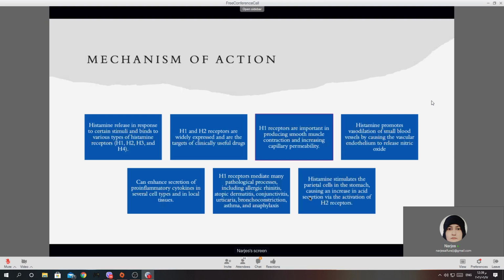The most important receptors, clinically important, are the H1 and H2 receptors. Why? Because most of the antihistamine drugs belong to these two subtypes. H1 blockers are used to treat different conditions, ranging from allergic reactions to use as sedatives. And H2 blockers are used to neutralize gastric acid.